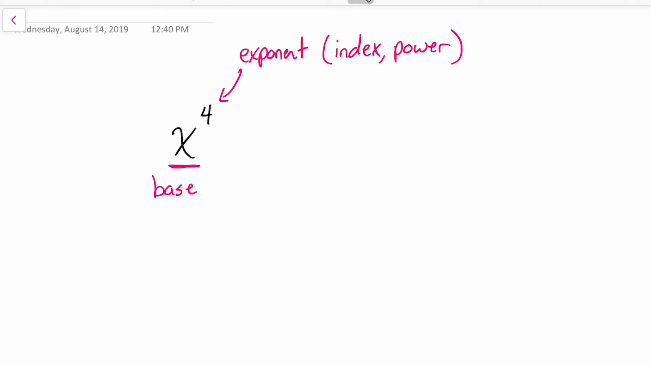Now, x to the power 4, what this means is that this is the same as x times itself 4 times. So x times x times x times x. And that is a quick definition of what is an exponent.